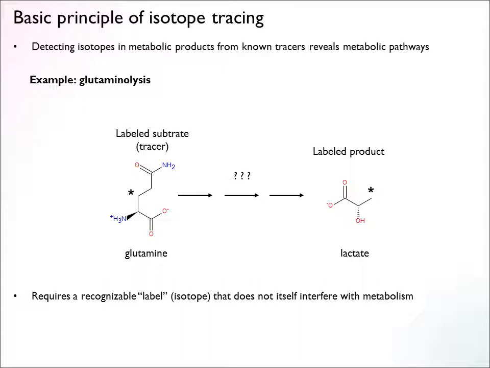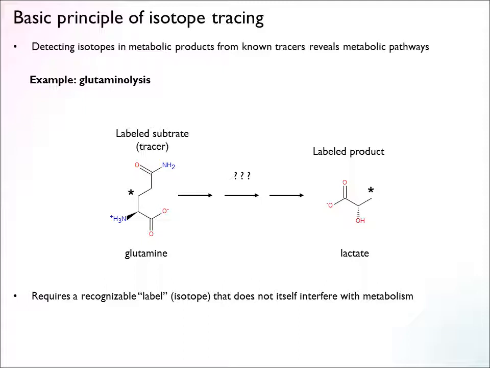So here is an example shown. If you put in labeled glutamine to cells and you recover labeled lactate, then you know that there must have been a pathway between these two. This particular pathway is called glutaminolysis. So you don't know anything about what that pathway actually would look like. You can go to biochemistry books, but the experiment doesn't tell you that. But you can say that there is a pathway, and it's turned on in these conditions.